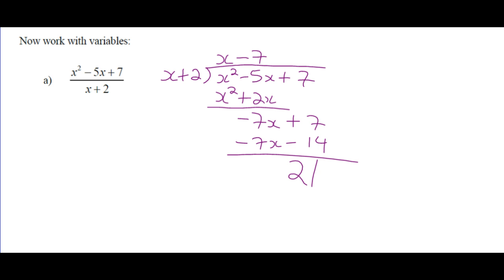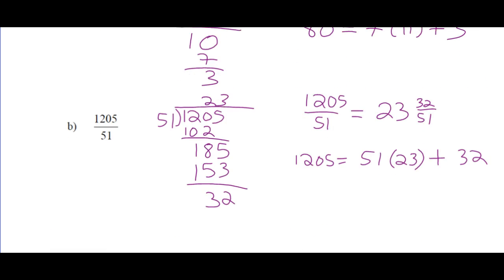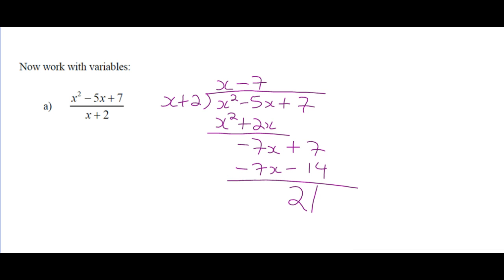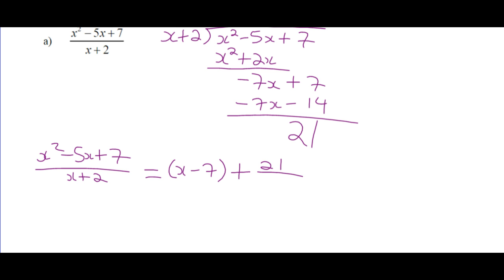So then we could write this the same way we wrote the other two, right? So we could say, let's do it down here, x squared minus 5x plus 7 over x plus 2 is equal to, well, how many times did it go in? Oh, sorry, it's x minus 7 is the number of times it went in, plus 21 over x plus 2.